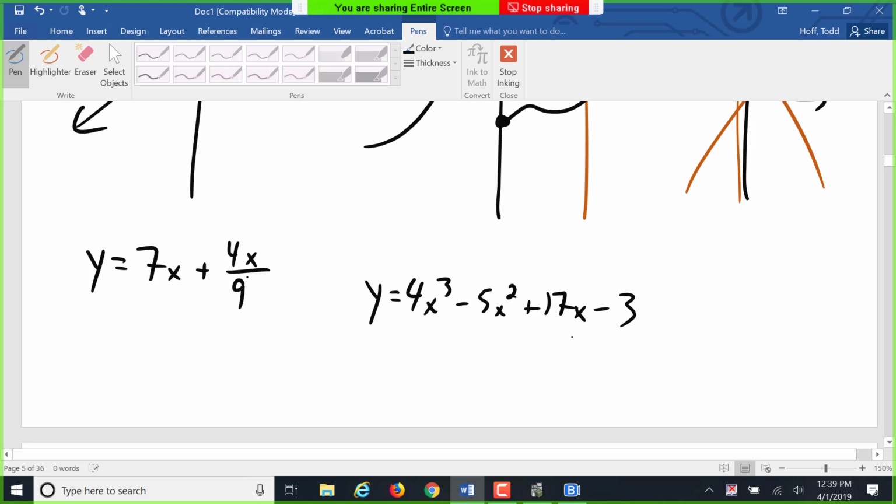Is that a function? It is. Even though there are powers on x, those are all whole number powers on the x. So that is just fine. That is also a function.